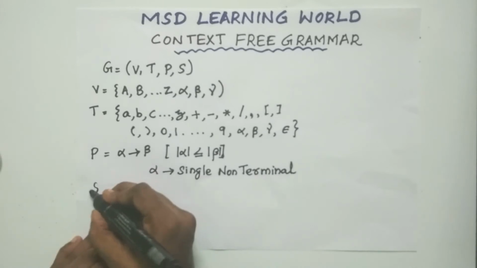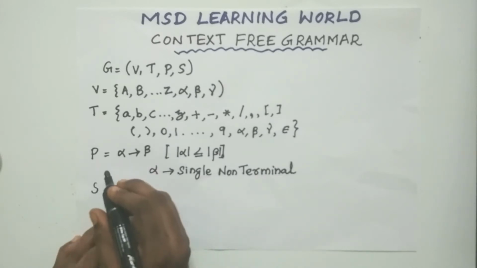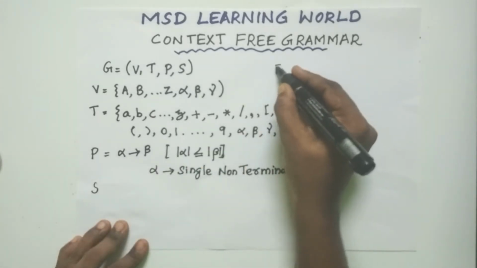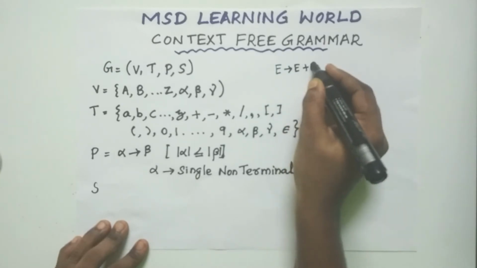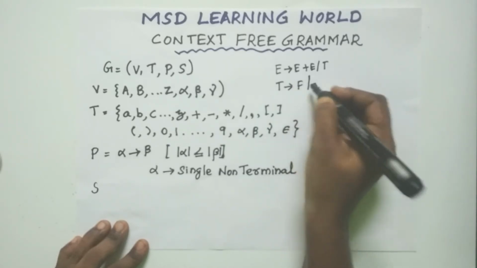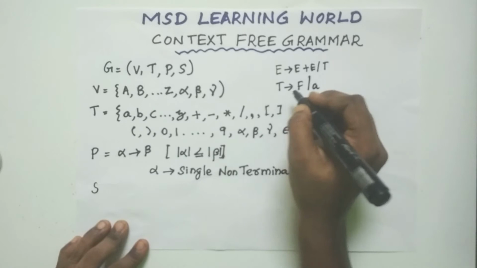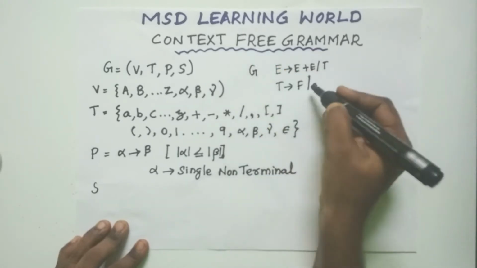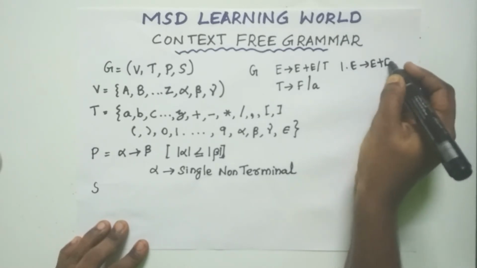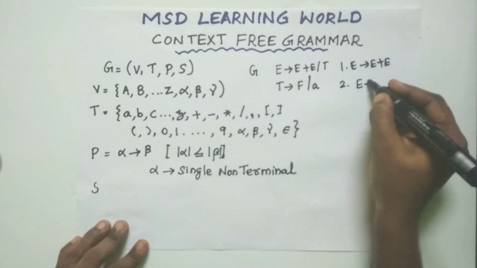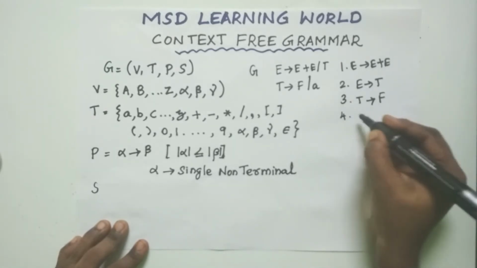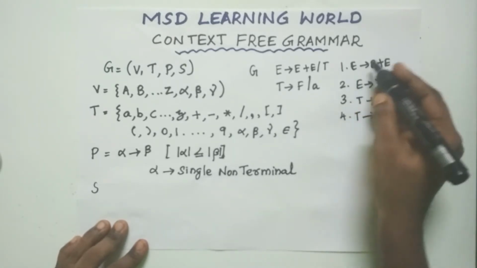The starting symbol will be the variable present in the first production of the grammar. Suppose you have a grammar like E tends to E plus E bar T, and T tends to F bar a. Here bar represents separation of the productions. So this grammar G consists of four productions. The first production is E tends to E plus E. The second production is E tends to T. The third production is T tends to capital F. And the fourth production is T tends to small a. This is what a grammar is.